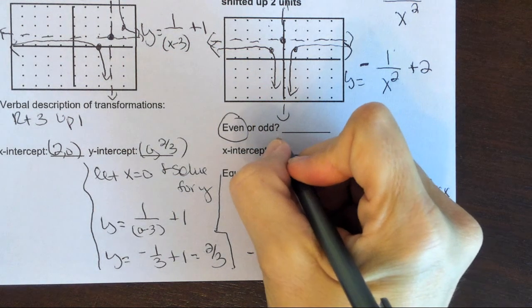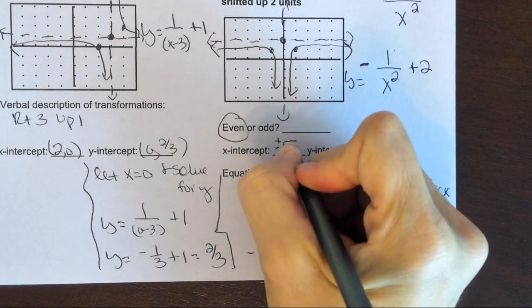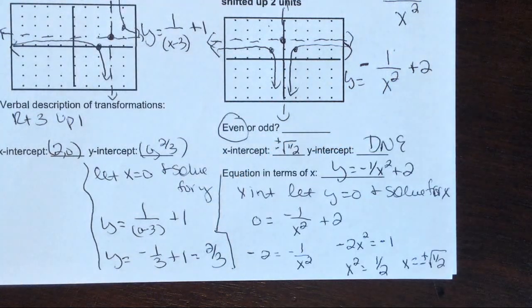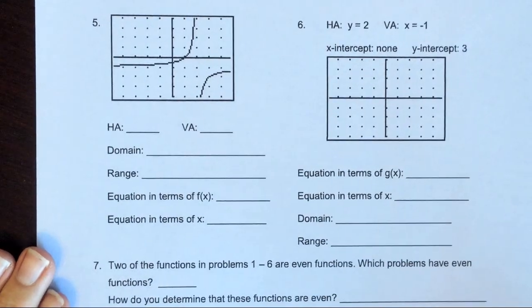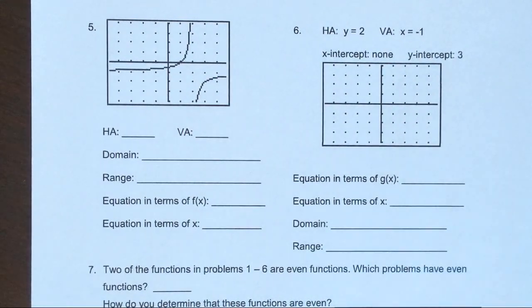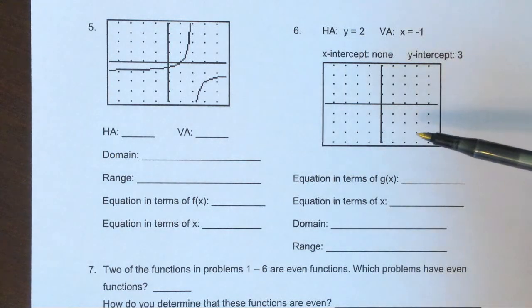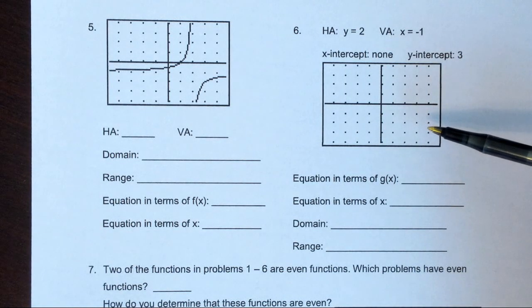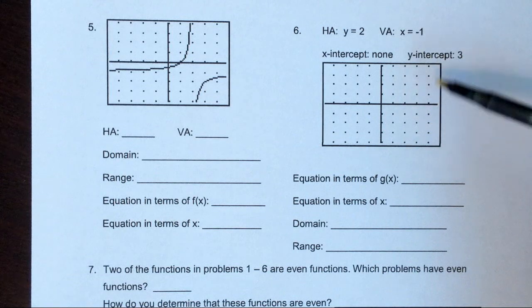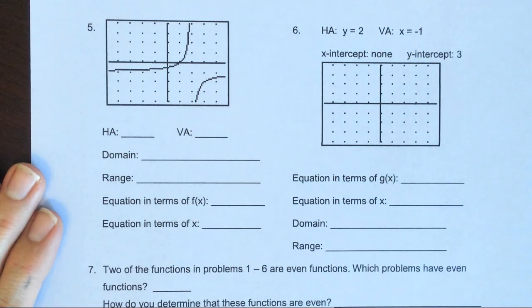So that does make sense. So my x-intercept is plus or minus the square root of 1/2. Okay, so let's go look at the back of the worksheet now. On the back, number 6, it's a lot like number 1. So again, pause the video and go try it. Number 6 is very similar to number 4. So again, pause the video and go try it.